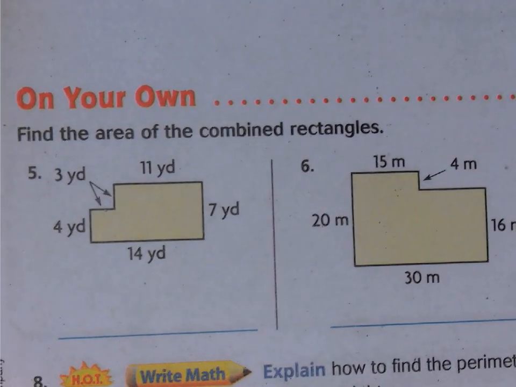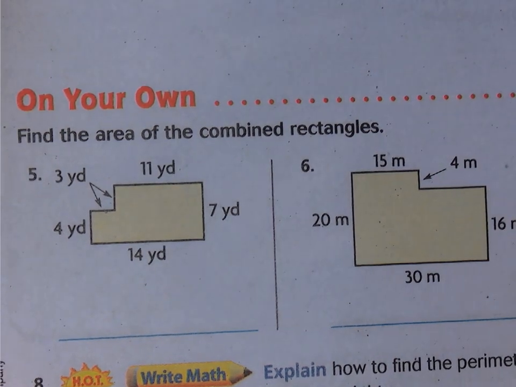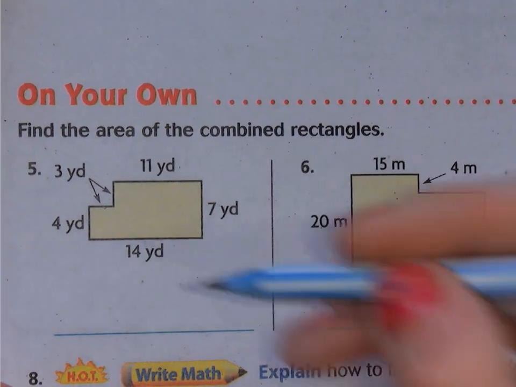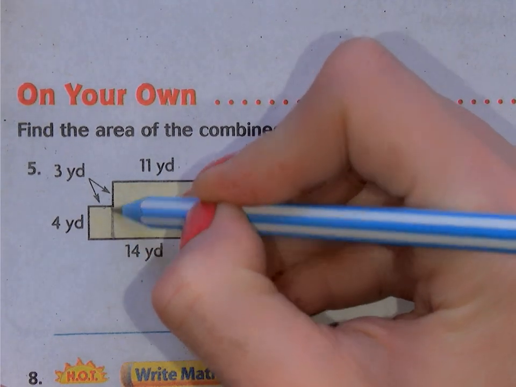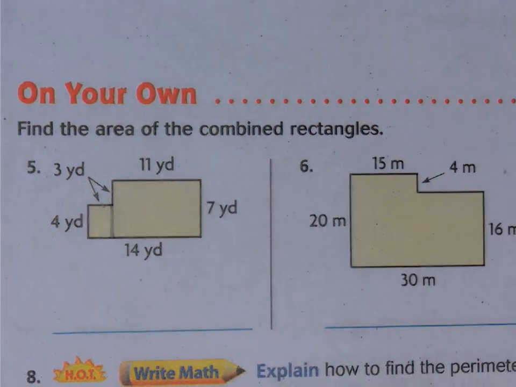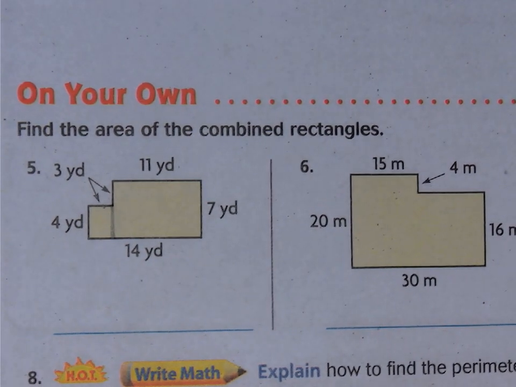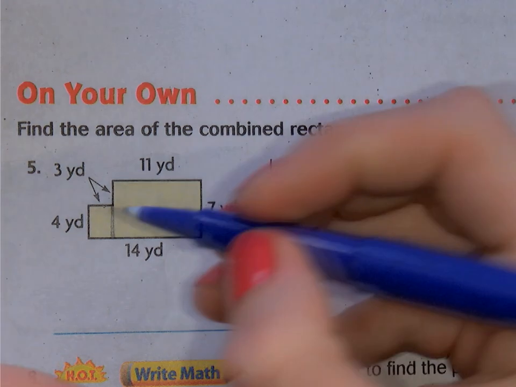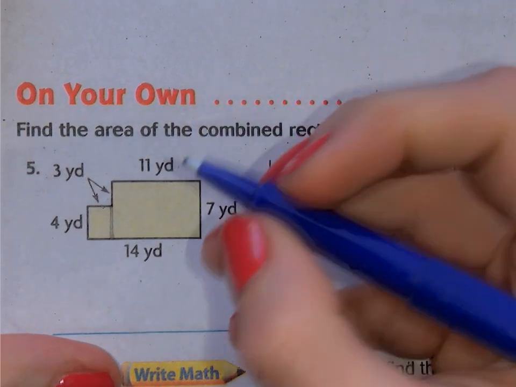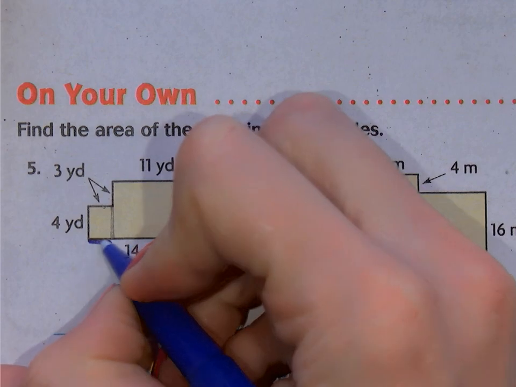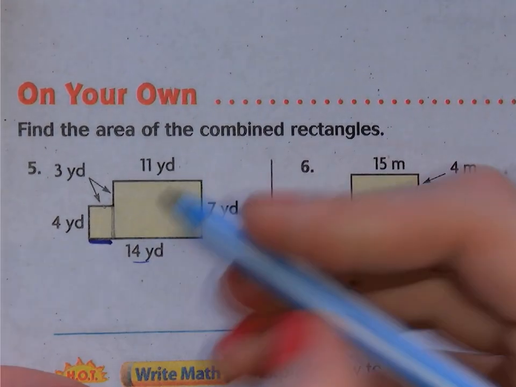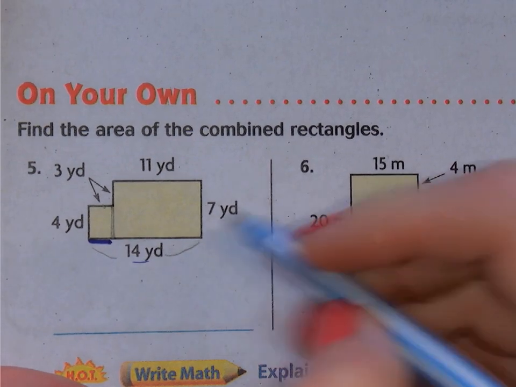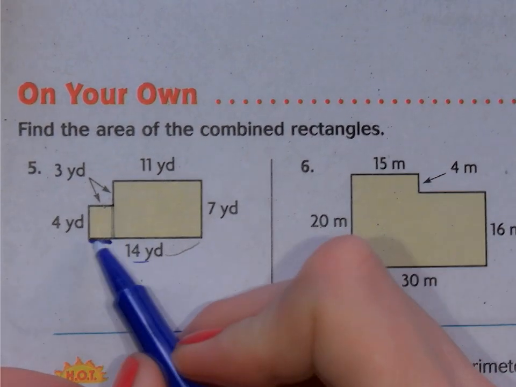Okay, find the area of the combined rectangles is the direction, same as last time. Okay, I'm going to chop this little section off with my pencil. I think it's the best way to find an area of the little section and an area of the bigger section, okay? So let's see. Just in this little rectangle right here, what is my base? Just this little blue line. Okay, it's not 14. 14 goes all the way down here. Okay, we can't use that 14. I want just this little blue line.